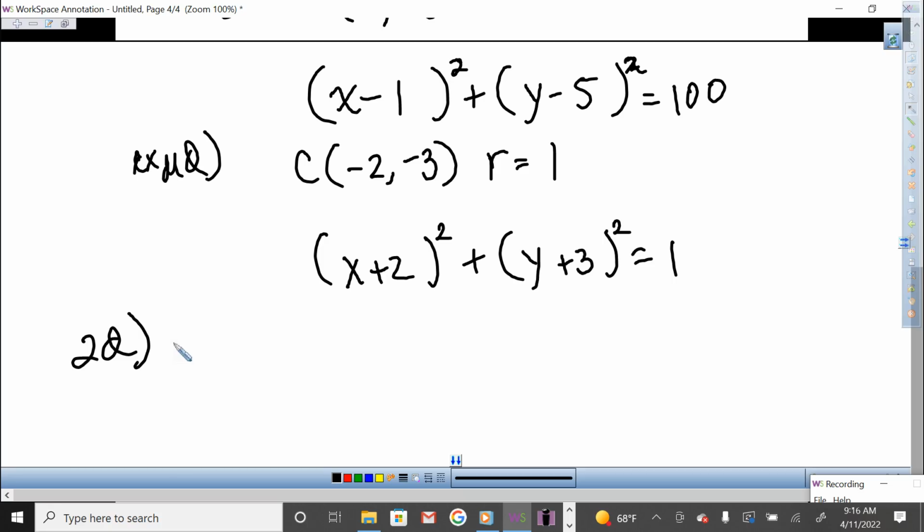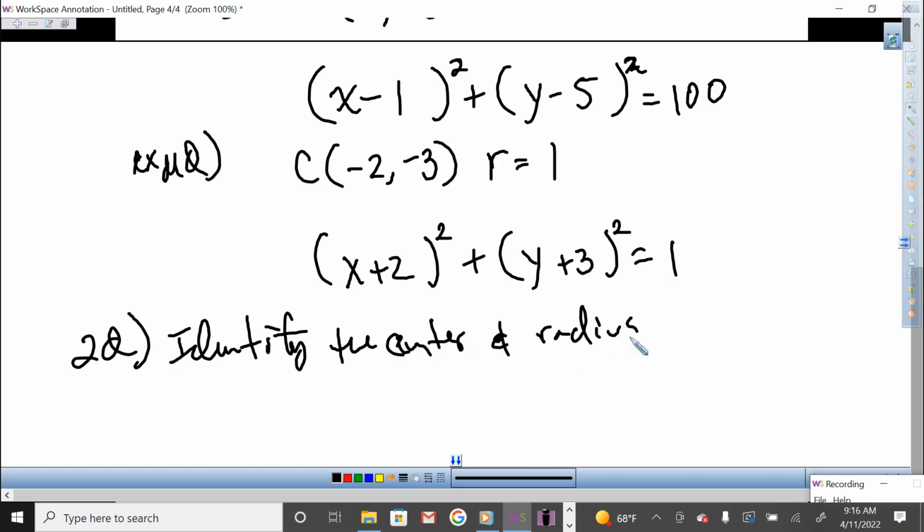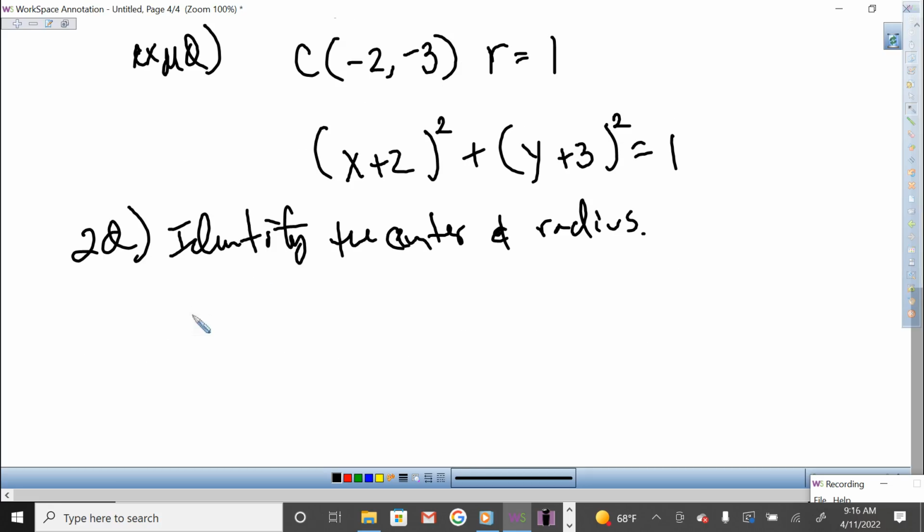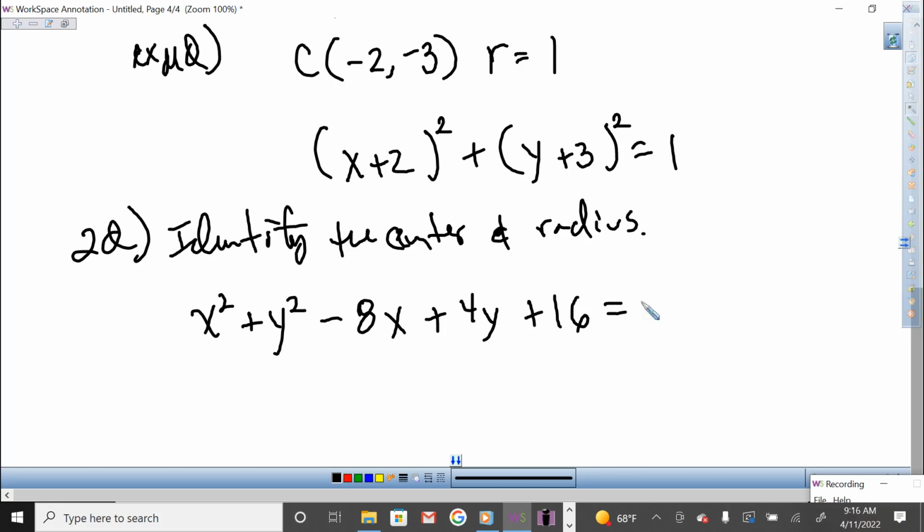And I'm going to write for instructions, identify the center and radius. Here we go. X squared plus y squared minus 8x plus, give me a number, 4y, another number, plus 16 equals 0.